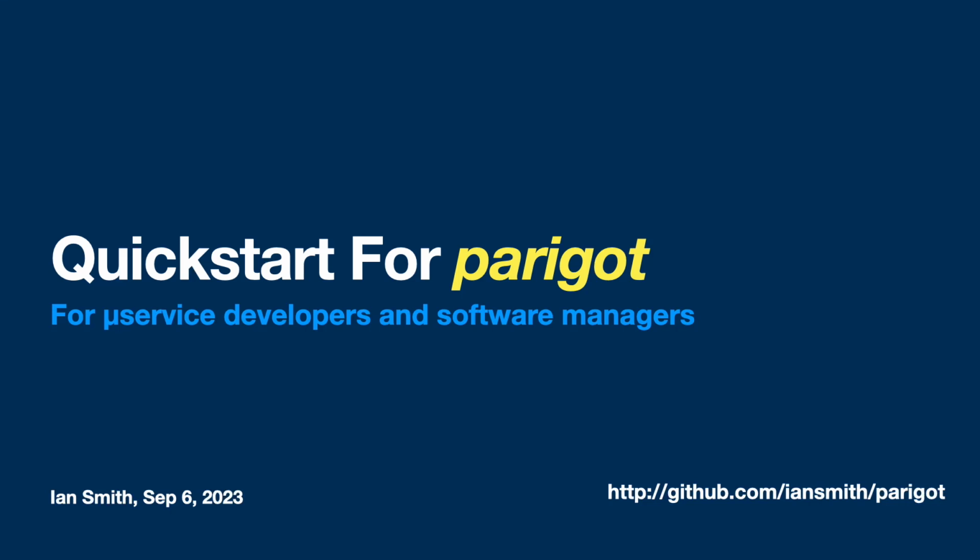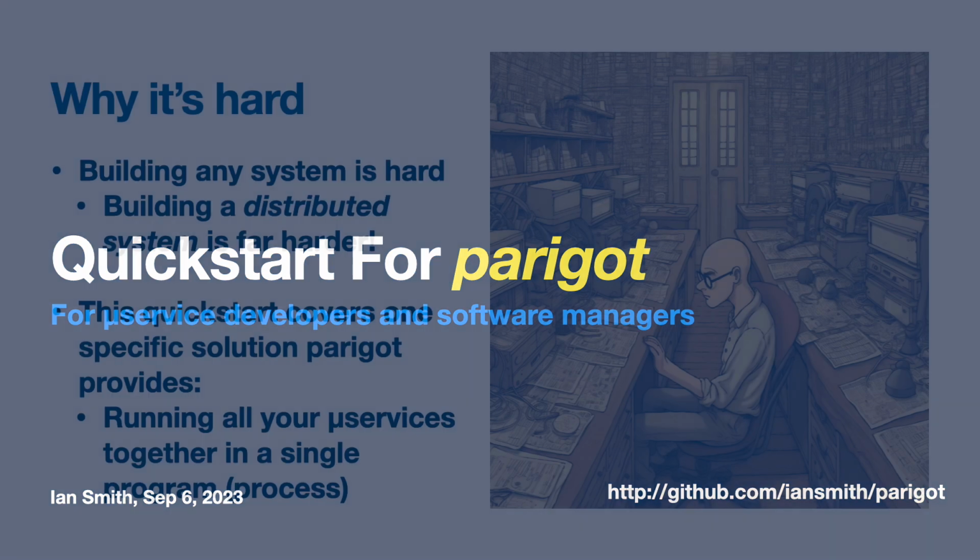I am Ian Smith, and Parigot is open source software that you can get at the GitHub URL below. This is a quick start for microservice developers and software managers.